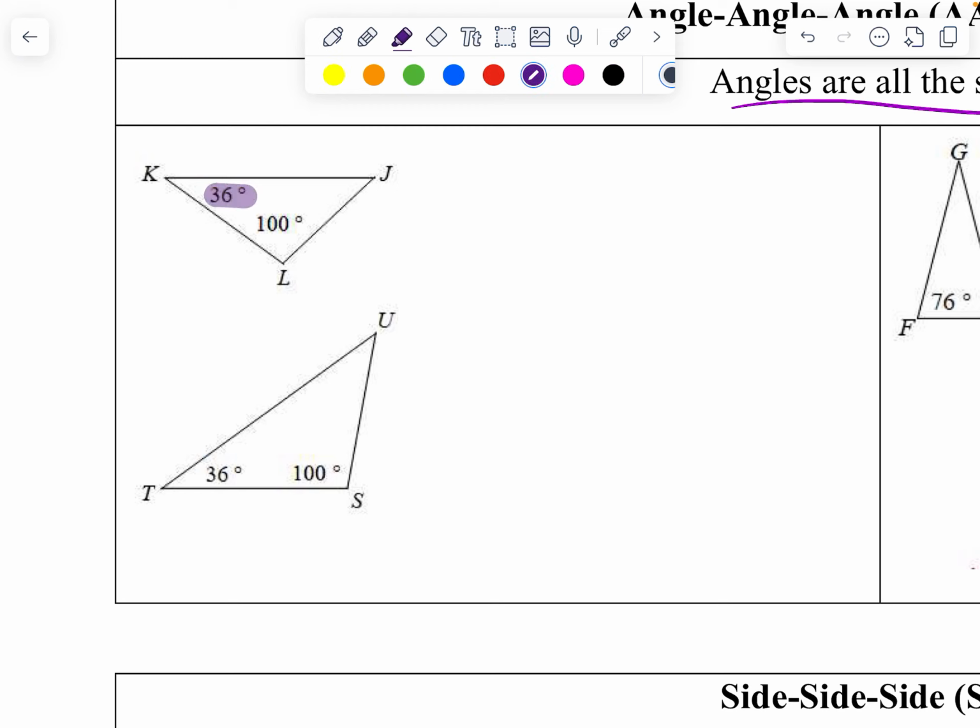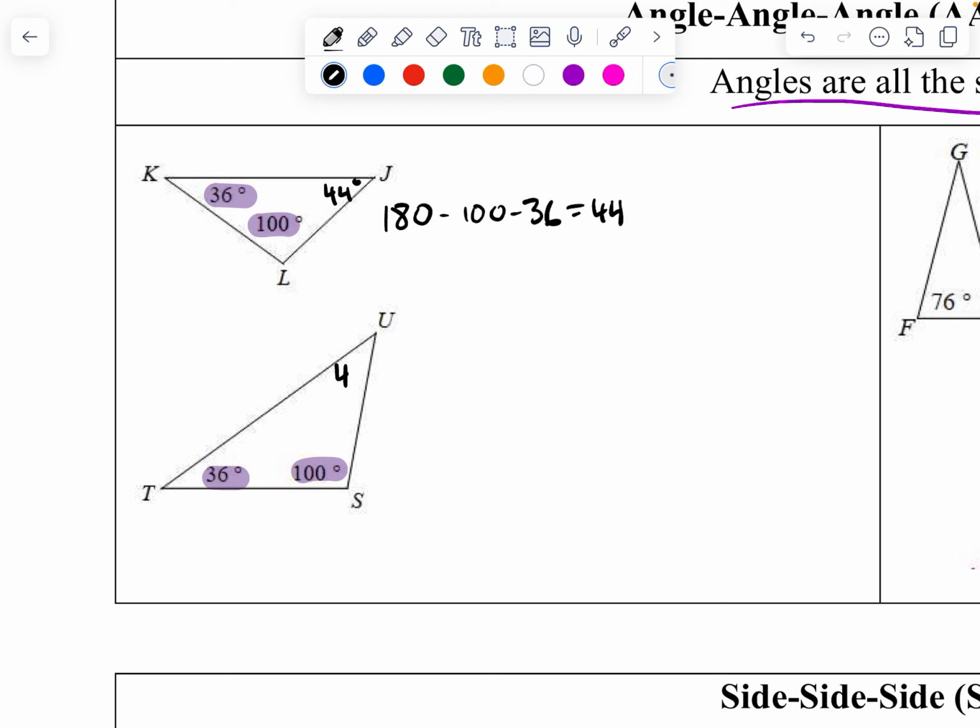So for example, we have 36, 100, 36, 100. Is the third angle the same? Well, yeah, because if you think about it, all angles add up to 180 minus 100 minus 36. When we do that, we're going to get an angle measure of, hold on, 180 minus 136. Don't want to make a mistake there, 44. Okay, so 44 is this third angle.